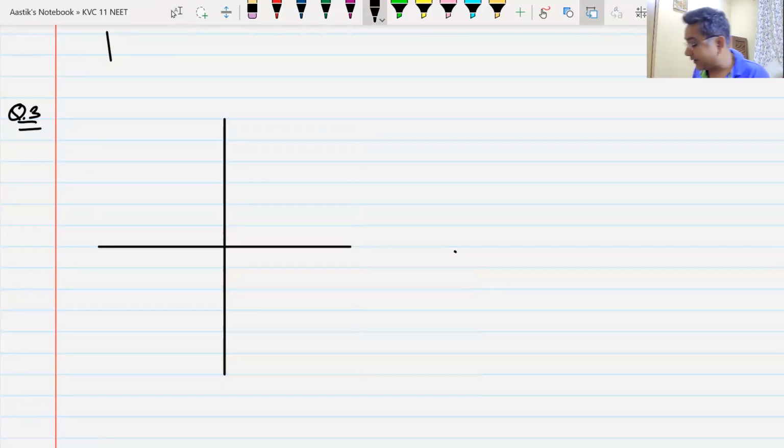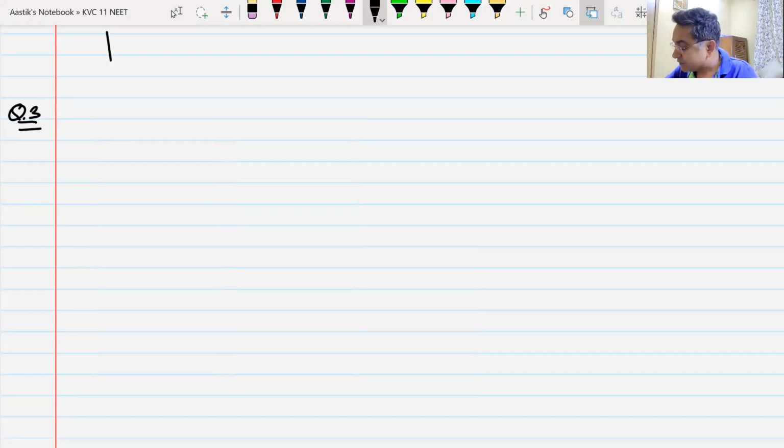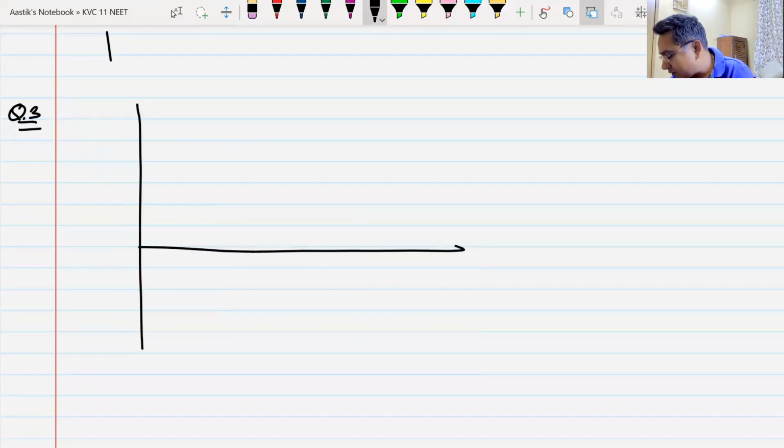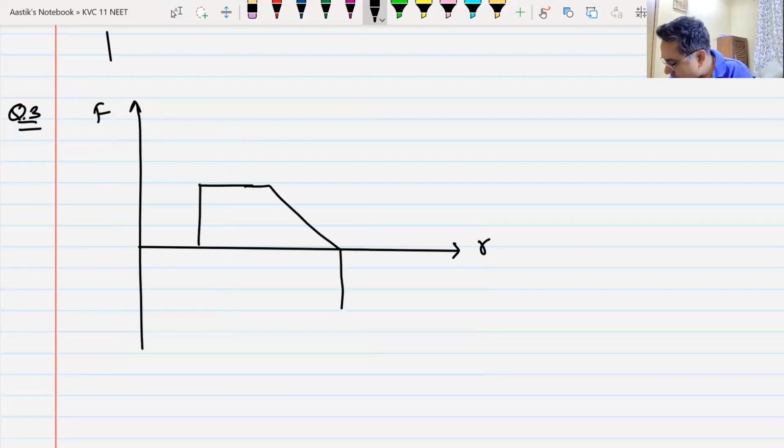So now I have this. Okay, I've made a small one. So let me make a bigger one. Let me make it with my own hands. So this is my displacement, and let's say this is my force, and then I make the graph like this, then like this, then like this, then like this, then like this.